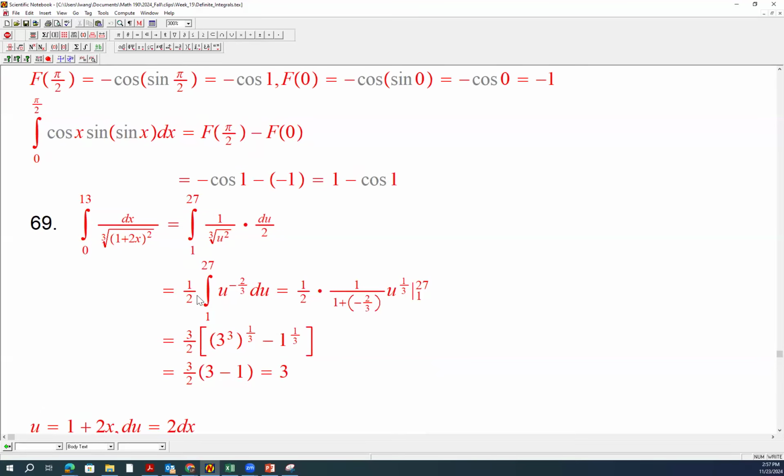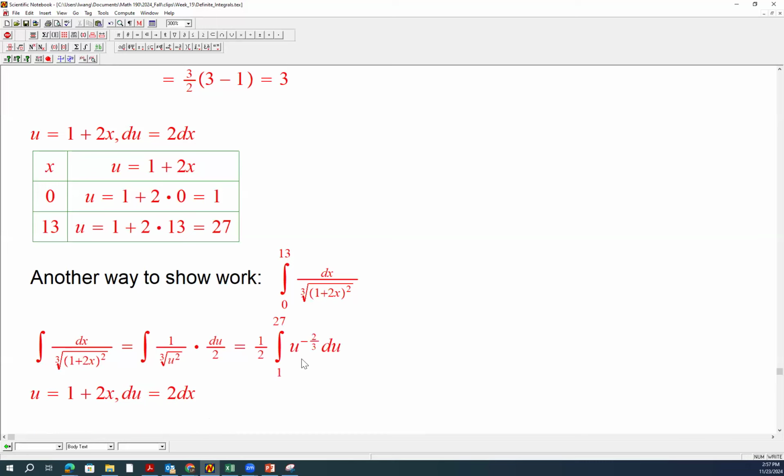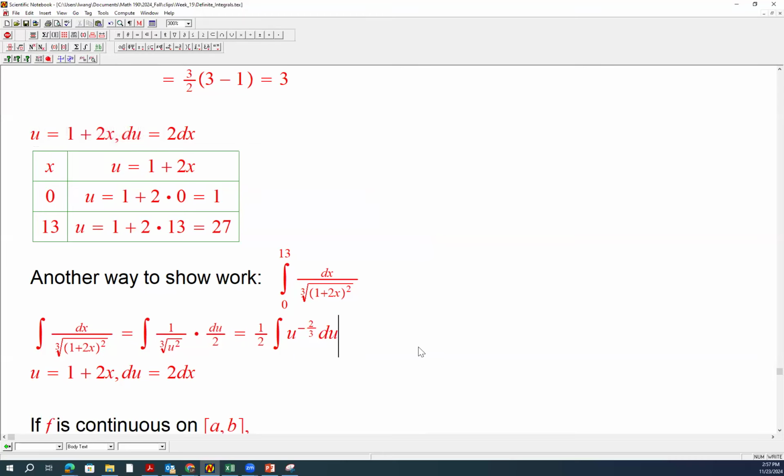And the other part is also similar. This part is also similar. Okay, so this part is also similar, except we don't have the limit. Okay, so 1/2 taken out, and this is u to the power negative 2/3. You can see there's some similarities, so I was just being lazy and just finished up.